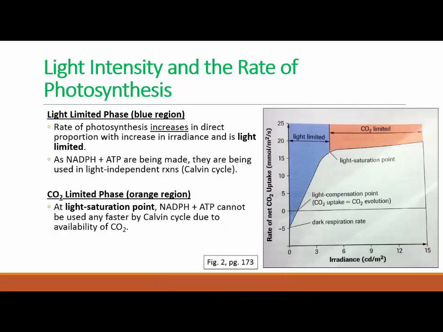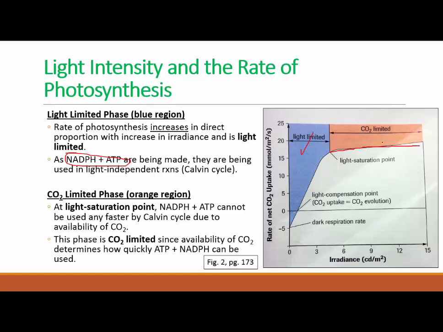So the light saturation point is the point at which, just because you have these products here, doesn't mean photosynthesis is going to continue on forever, because now it depends on how much carbon dioxide you have. If you have lots of CO2, then you can use those products, the ATP and NADPH, for the Calvin cycle. If you don't have enough CO2, then you could have a gazillion molecules of this and it just wouldn't matter. The whole thing is going to level off based on CO2. So this phase is CO2 limited, because the availability of CO2 determines how quickly the ATP and NADPH can be used.